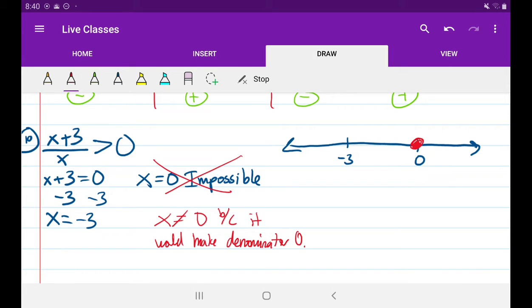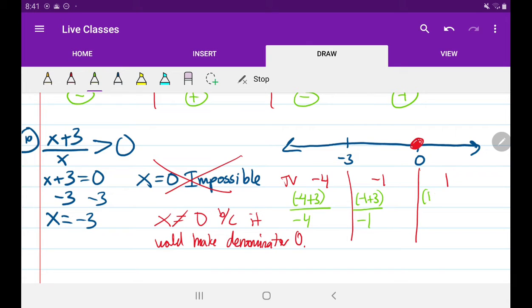Now, we've got to pick some test values. Okay, so let's do negative 4. We'll do negative 1, and we'll do 1. Okay, and then we'll go ahead and plug our test values into the original function. So I'll do negative 4 plus 3 over negative 4, negative 1 plus 3 over negative 1, and then 1 plus 3 over 1.